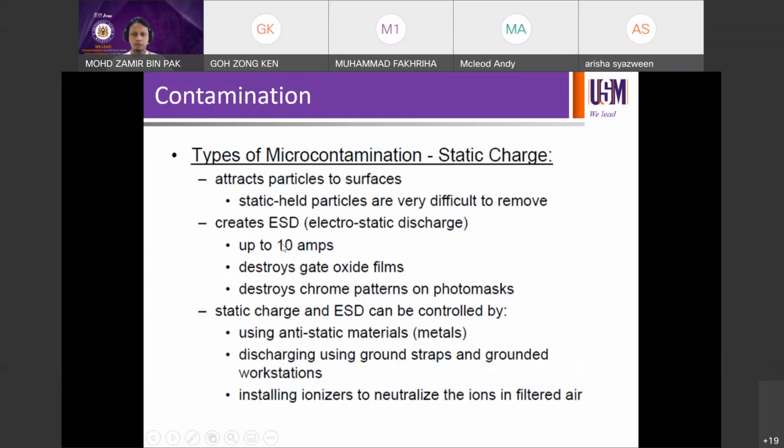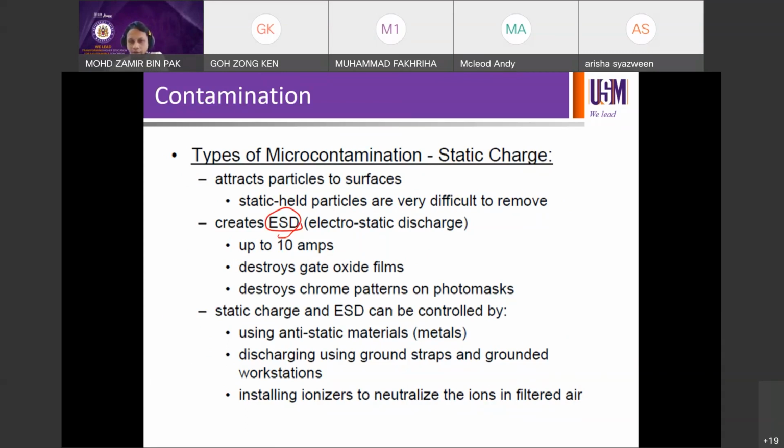Okay, so another source of contamination is static charge. It attracts particles to the surface due to static, right? Static particles are very difficult to remove. So static is a big issue, especially if you're talking about low technology node devices, the high-end ones. Static will be very, very crucial. It creates ESD. ESD is the main issue in the fab. Electrostatic discharge.